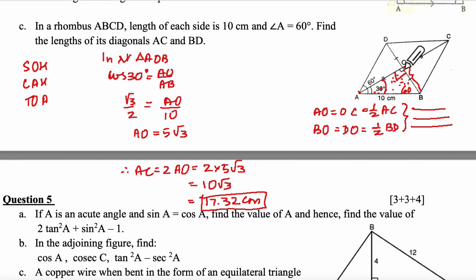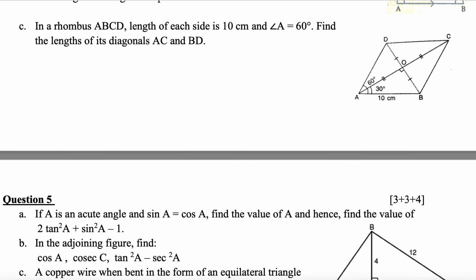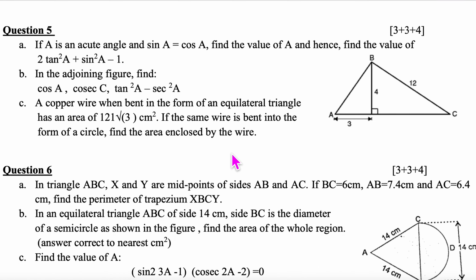For BD, what you will do, this will be opposite, so you will take the sine ratio. Sine ratio means you'll say sine 30 degrees is equal to BO upon AB. Sine 30 is how much? Half. Half is equal to BO upon 10. So BO will be equal to how much? 5. Then you'll say, therefore BD equal to twice BO, just like how we wrote here, that will be 10 centimeters. Okay, so again, we'll move on to the next one.